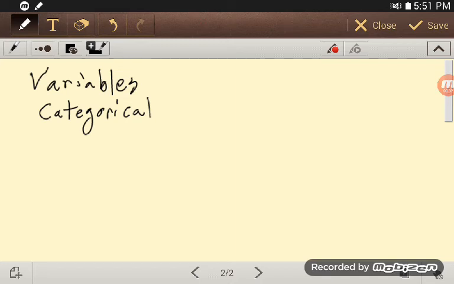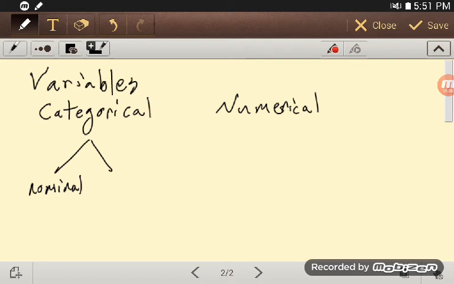And then the other type will be numerical. And numerical are numbers. Now they could be each of these. We have actually strictly categorical. Under the categorical, we will say nominal. That's kind of strictly categorical. Nominal in name only.